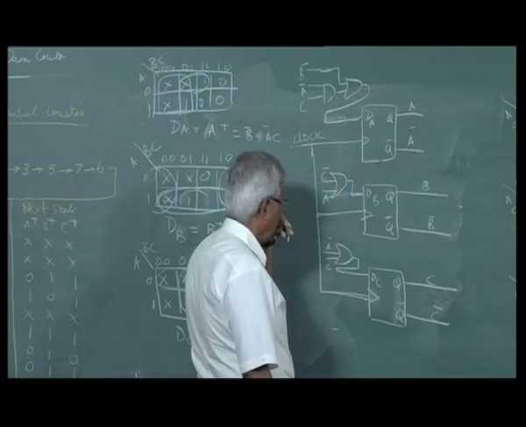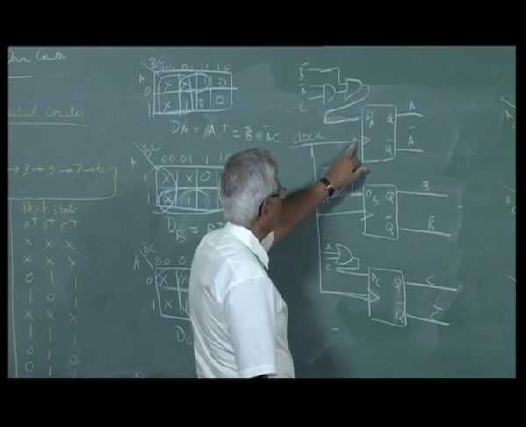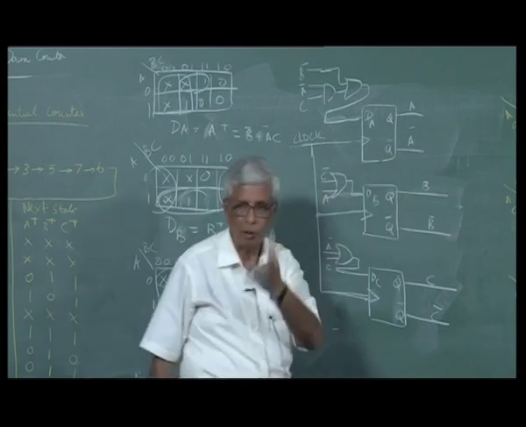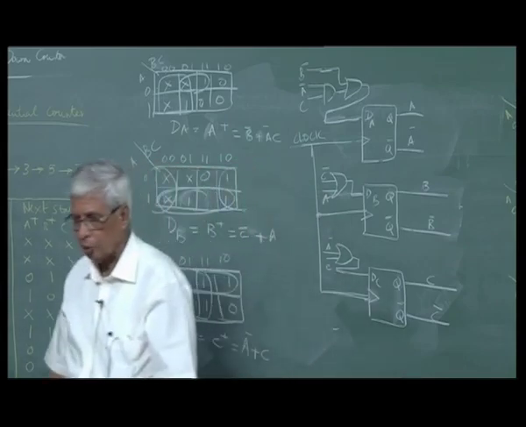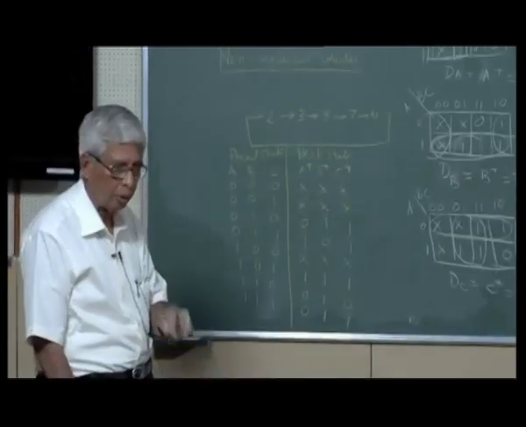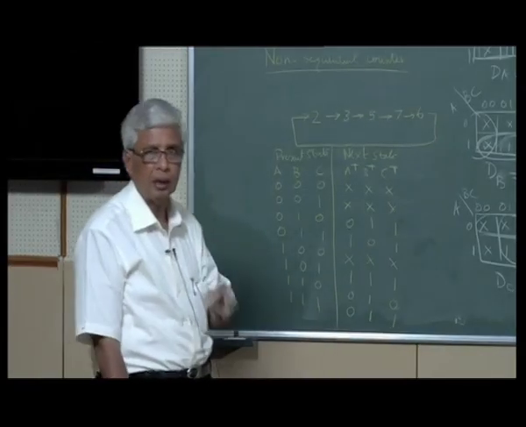I do not need to take into account the delay of this combination logic. All I need to do is, after the clock is applied, see how long it takes for A and A bar to come, B and B bar to come, C and C bar. It is a small amount of delay. Irrespective of how many flip flops you have in your circuit, the delay is very, very small. That is a major advantage compared to the ripple counter.